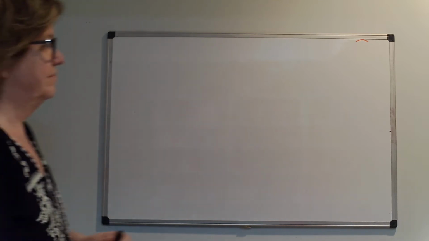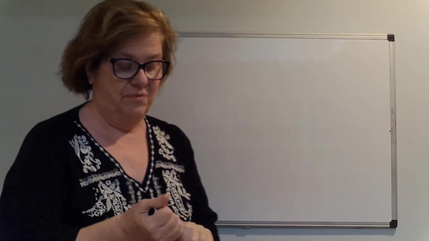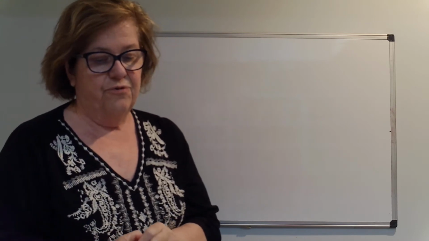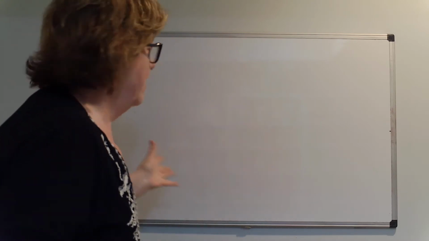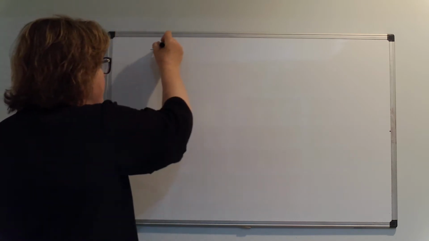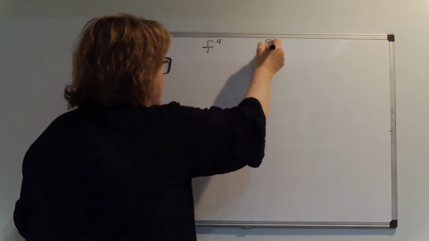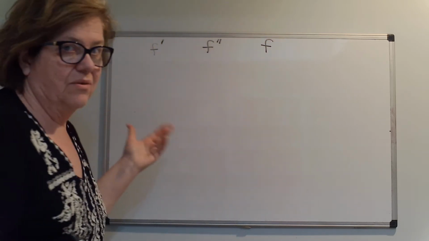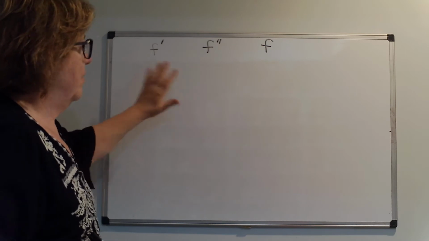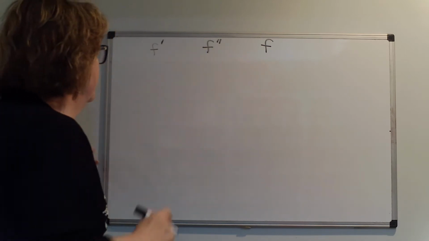Hello again. We're going to continue talking about the relationship between the first derivative, the second derivative, and the graph of the function. First, let's summarize what we said last time. We have a first derivative, a second derivative, and the function, and we're looking at the graphs of these. Particularly, we want to look at the graph of the function.